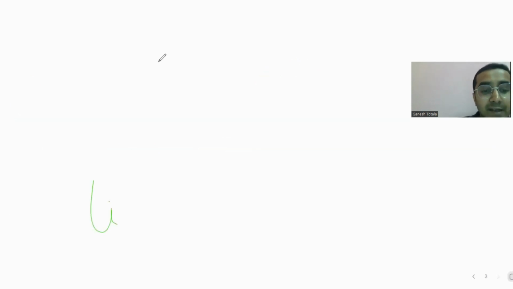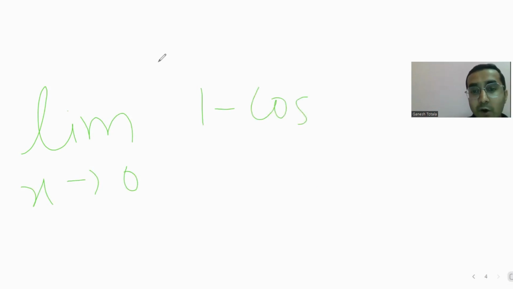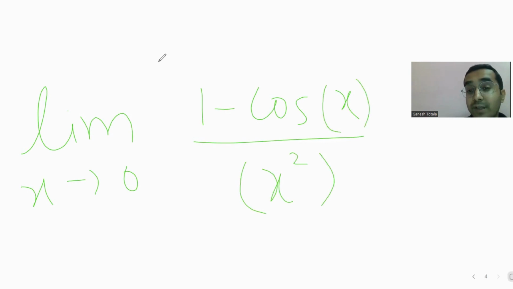Next one, we had limit as theta tends to 0 of tan theta upon theta is also equal to 1. And the last formula we have seen was limit as x is tending to 0 of 1 minus cos of x divided by x square. So whatever the x we have here, the square of that theta should be there in the denominator, and this is equal to half. So these were the standard limits what we have seen in the last class, in the last demo. So in today's session, let's solve few problems on it.